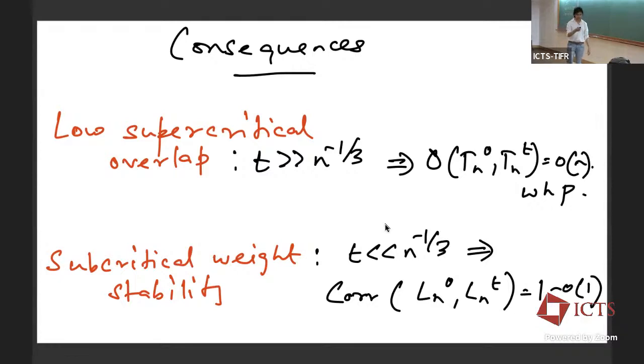But you see that the two results are for two different times, one for large times and one for small times, and they are about two different quantities. One is about the overlap, the other is about correlation. So it does not prove any theorem actually, because it's talking about two different quantities.